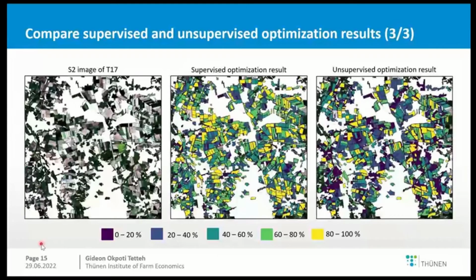But if you look at T17, where the parcels are a bit bigger, here you see a bit more of a visual difference between the supervised and the unsupervised. In the supervised, you see a lot more yellow colors, which is an indication of a higher accuracy as compared to the unsupervised approach.